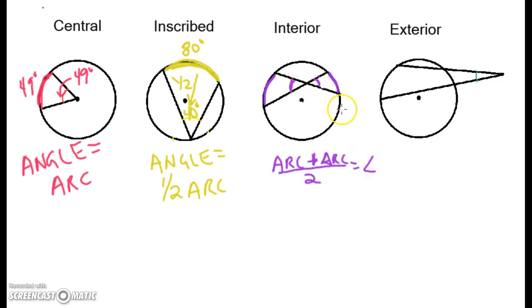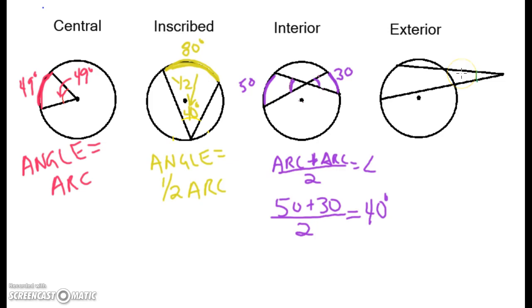that's on here. So for instance, if I told you that this was 50 and this was 30, then you would do 50 plus 30 divided by 2. And 50 plus 30 is 80. 80 divided by 2 is 40. This angle has to be the average of the two arcs. All right, last one, exterior angles.